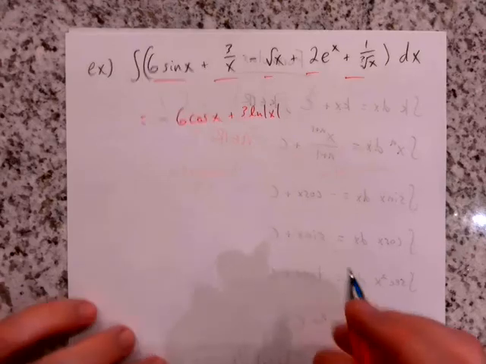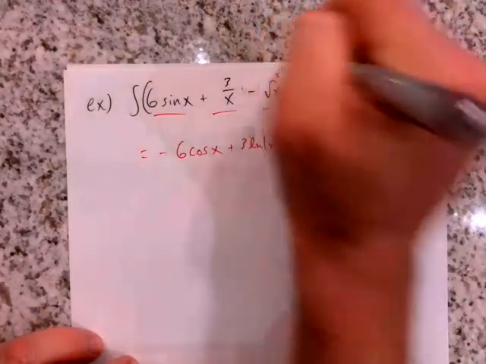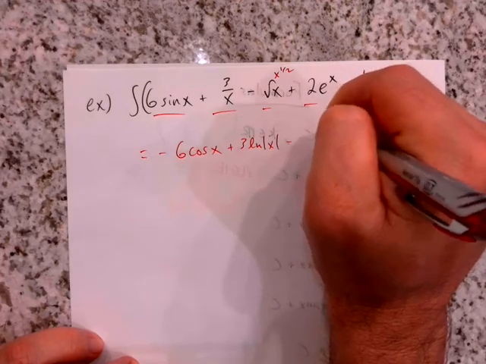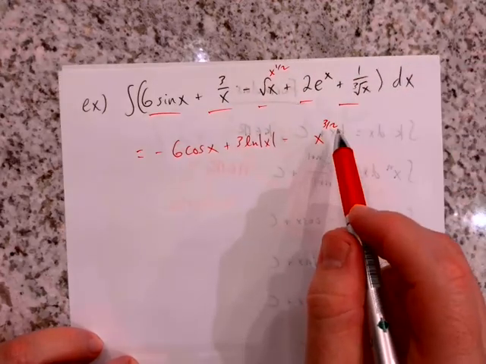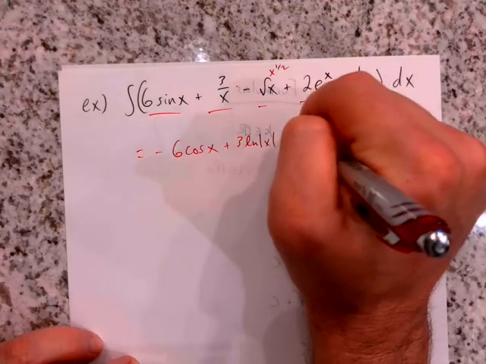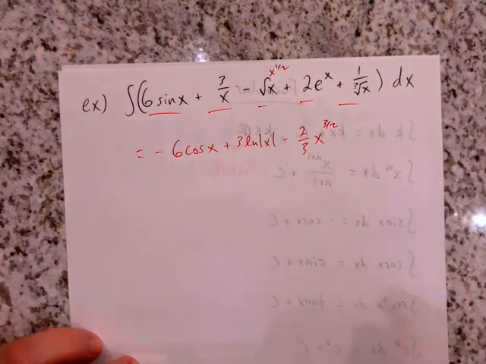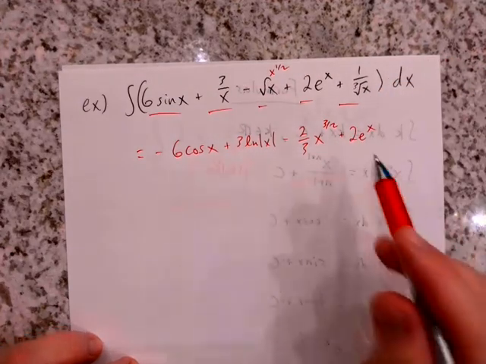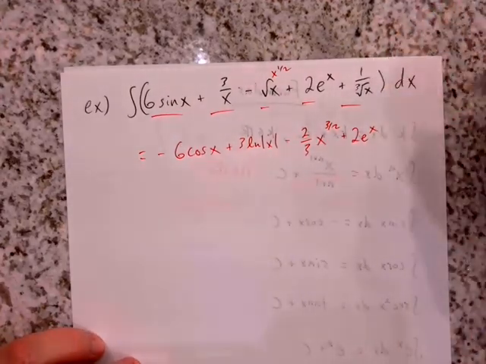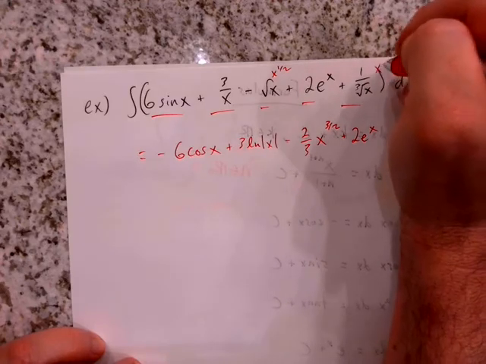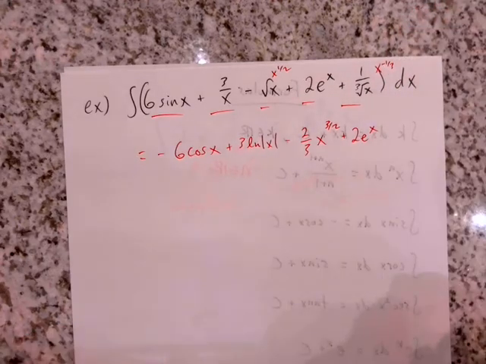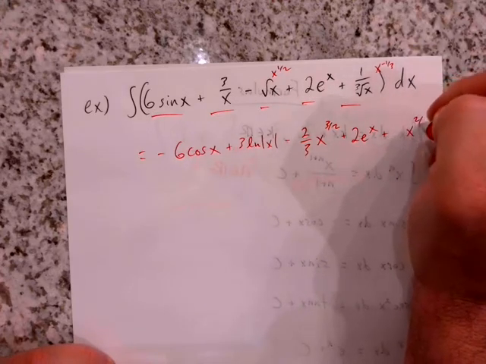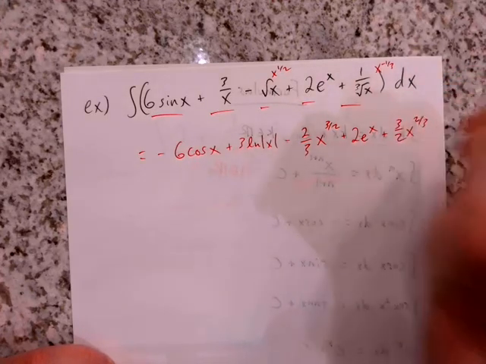Negative root x, well that's x to the 1/2. So we add 1 to the exponent, so it's x to the 3/2. And we divide by the exponent. When you divide by 3/2, multiply by 2/3. 2e to the x, that's the easy one, integrates to itself. 1 over x to the 1/3 power, that's x to the negative 1/3. So when you add 1 to the exponent, it gives you 2/3. Divide by 2/3 is times 3/2.